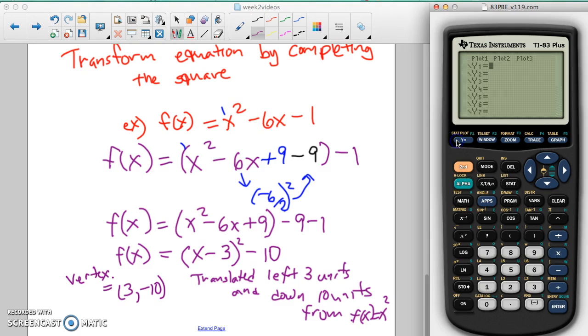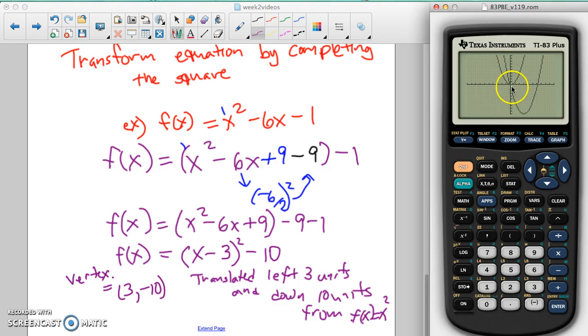Here we go. We would plot x squared there to look at that one. And we would plot our other one, which is x minus 3 squared minus 10. All right, and I'm going to do zoom 6 to get a standard window. So here's my first graph, and here's my second graph.